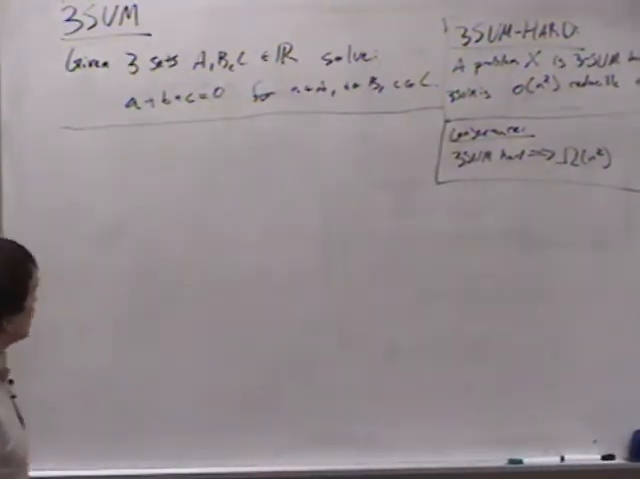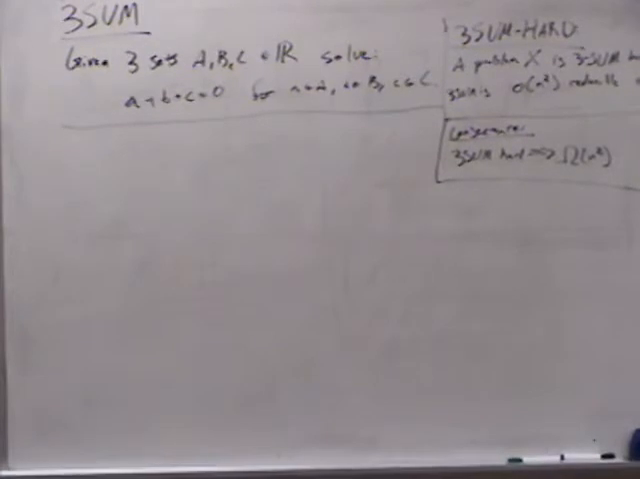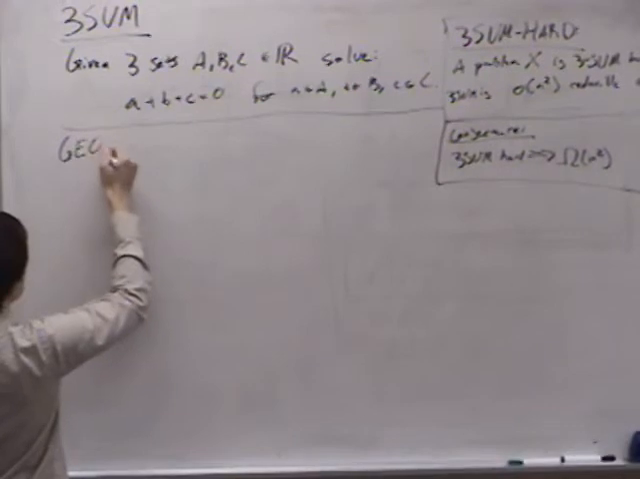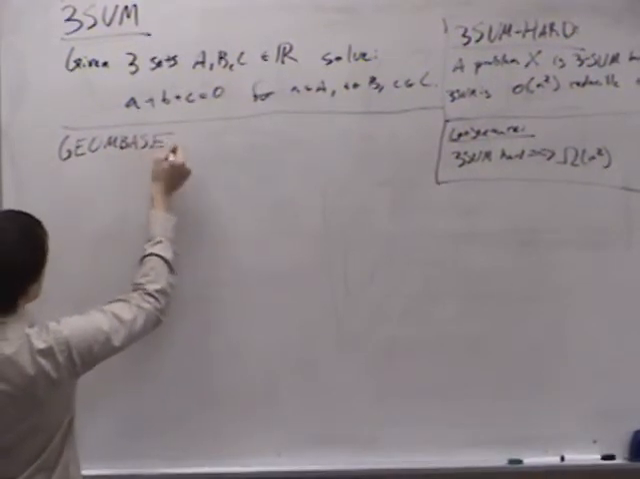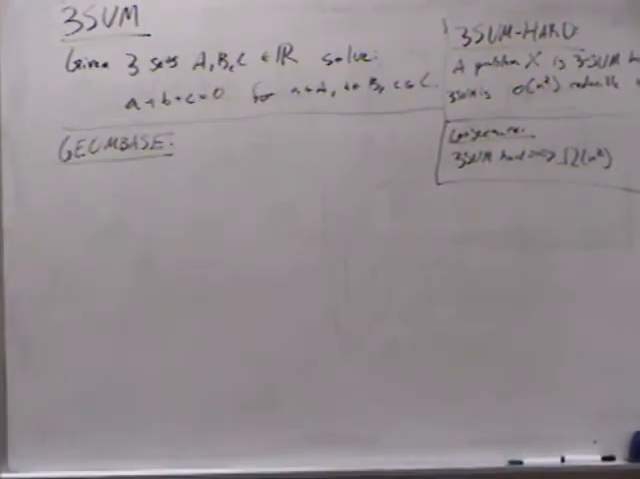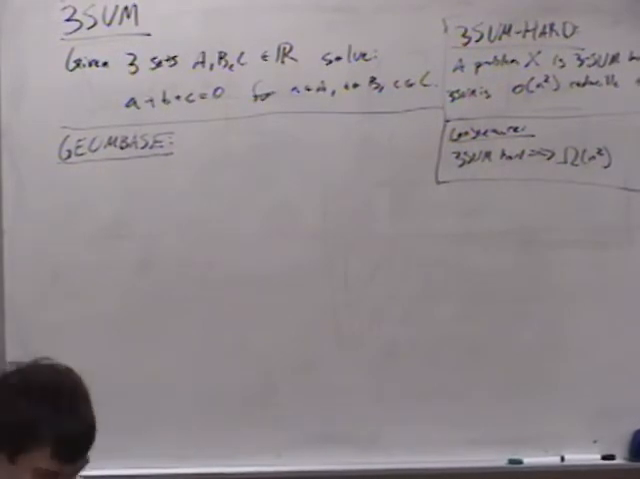So let's start out with our first example of a 3-sum hard problem. This is a problem that we're going to call geom_base. It's a bit of a contrived problem. This is not something that you usually see by itself, but this will help in reducing many geometric problems to 3-sum. So here is the idea for geom_base.